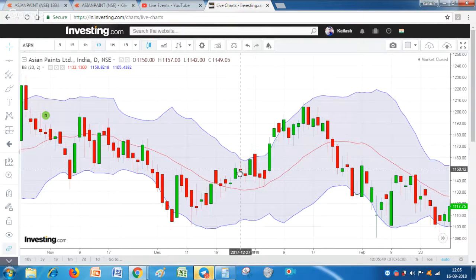Suppose we bought at 1150 levels. Here we should keep a stop loss at the Bollinger Band low. This is 1133. So it is giving us a risk of approximately 17-18 rupees stop loss. Okay, so friends, if we are comfortable with this risk of 17 to 18 rupees, then we should take an entry in this stock at this level of 1150 and expect a target in the ratio of 1:2. So for 17 rupees risk, we should get 34 rupees.